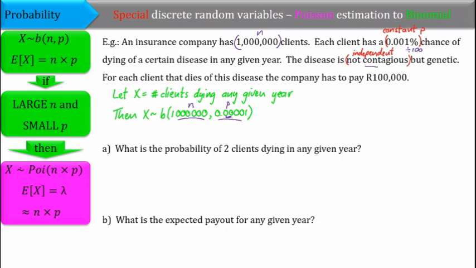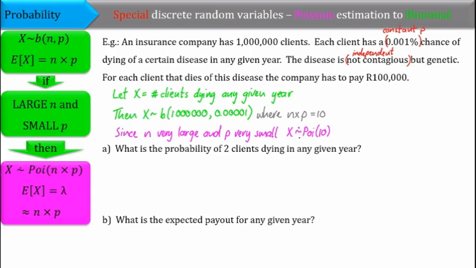And then lastly, it's not contagious, which means people get it independently from each other, so it's safe to assume that x is binomial. Now if we take n and p, then we see that n is very large, it's a million. p is really small, 0.00001. So it seems that we can use our Poisson approximation because this condition is satisfied. So if we take n times p, then we get 10. And what is n times p? n times p is nothing but the expected value, or in other words, the average. So that means that x will be Poisson with parameter 10.